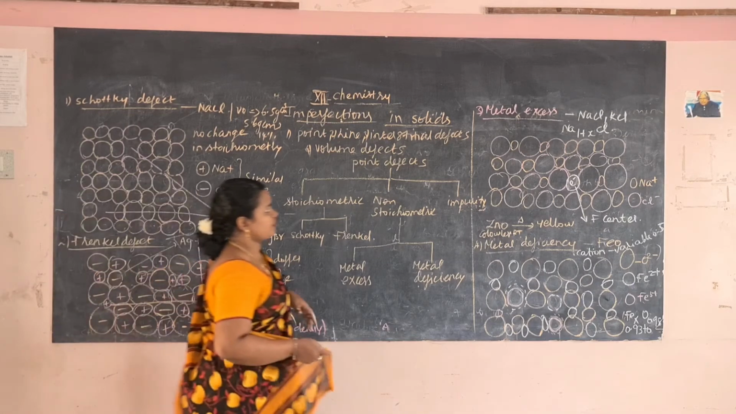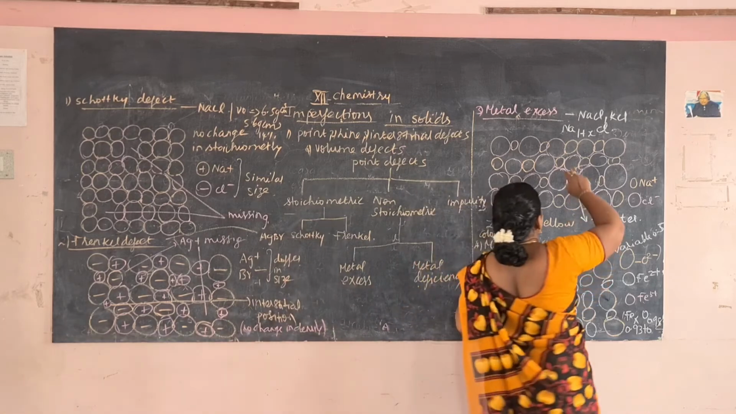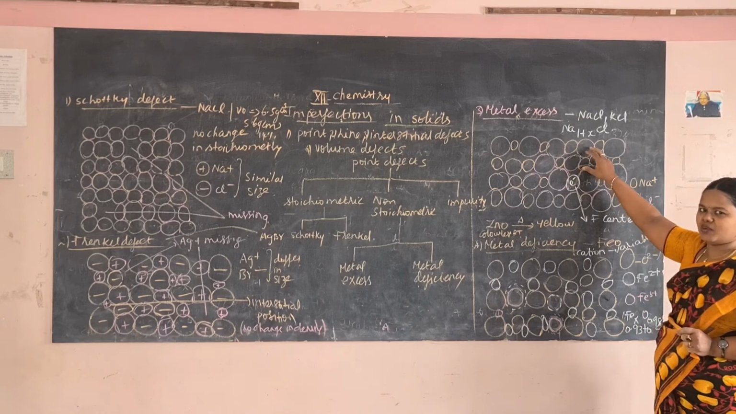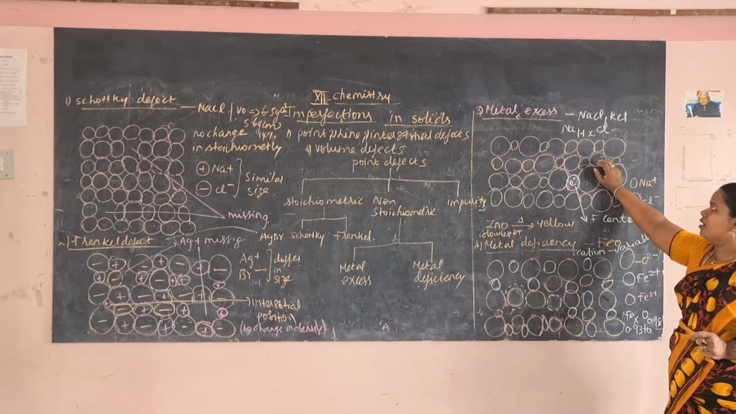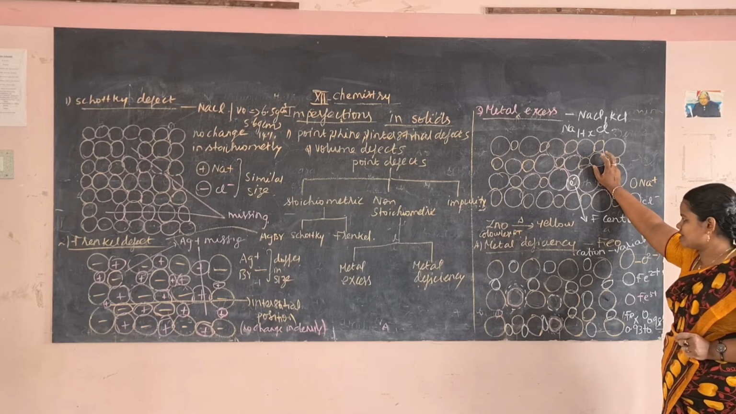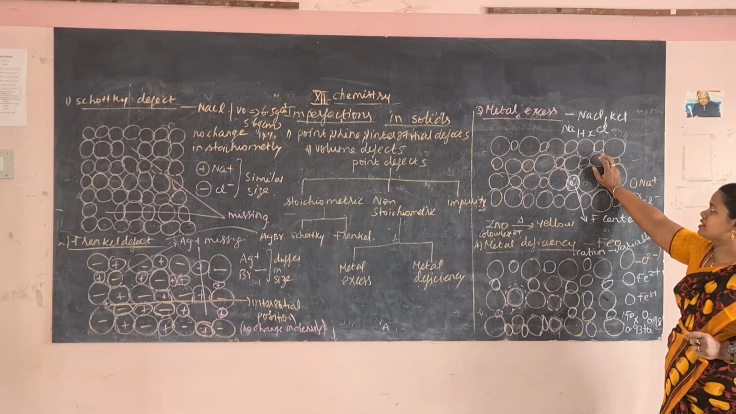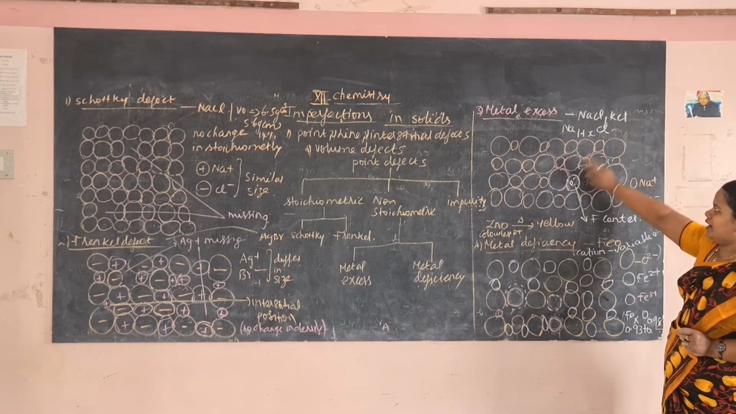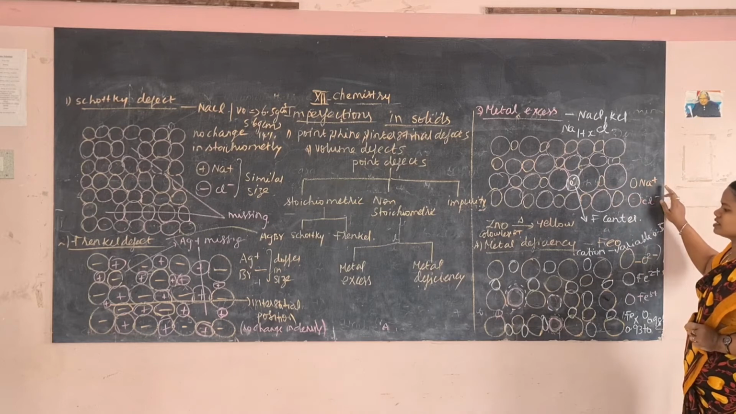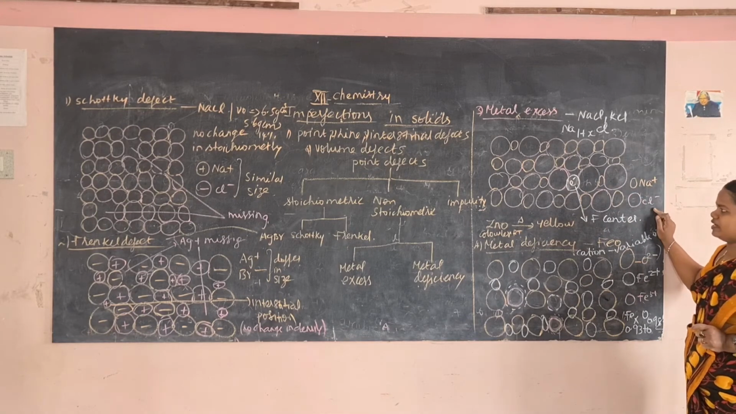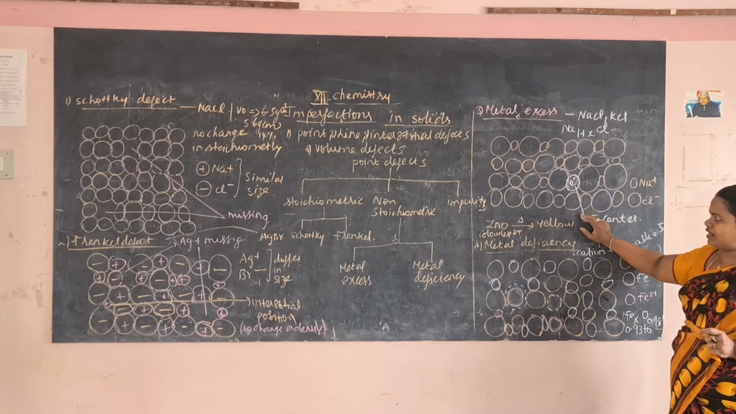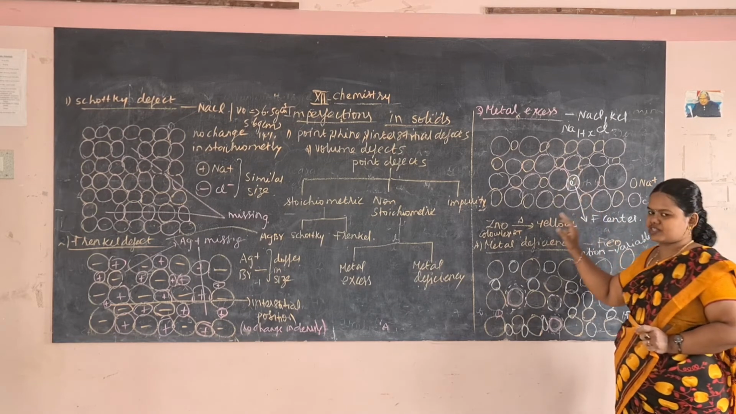Then the next defect, metal excess defect. When there is an excess number of metal ions, that is cations, present in a crystal, or present in a variable oxidation state. When the cations are present in variable oxidation state, then it will undergo this metal excess defect. Metal excess defect examples are NaCl and KCl, and here the ions are arranged like this, this is Na plus and this is Cl minus.